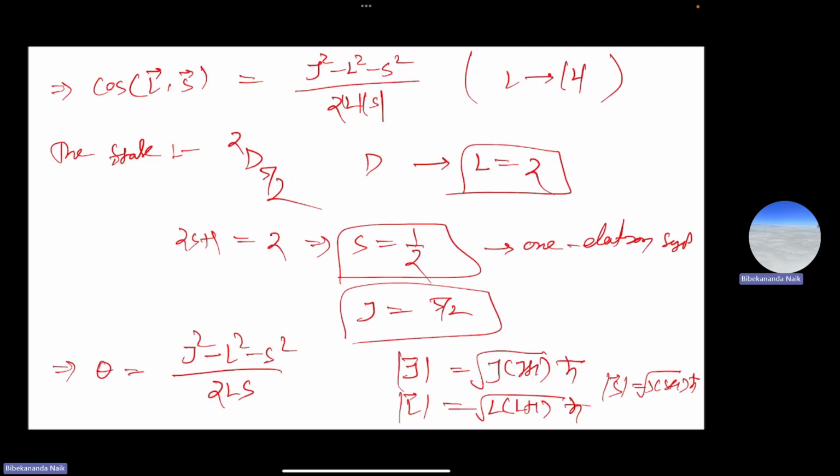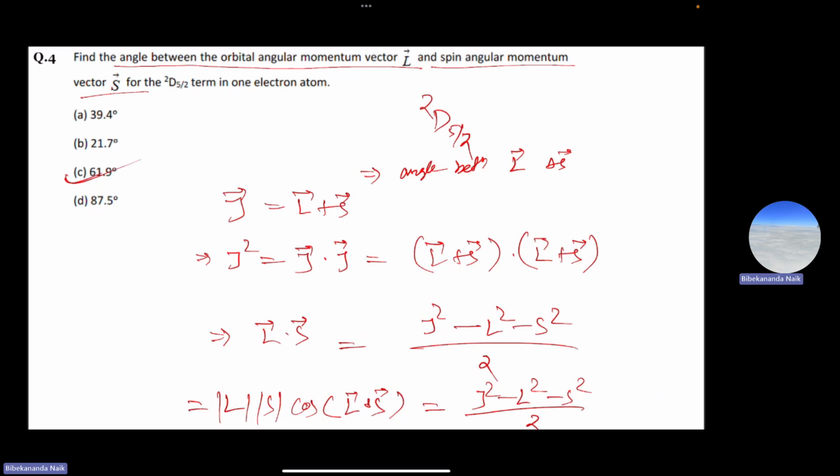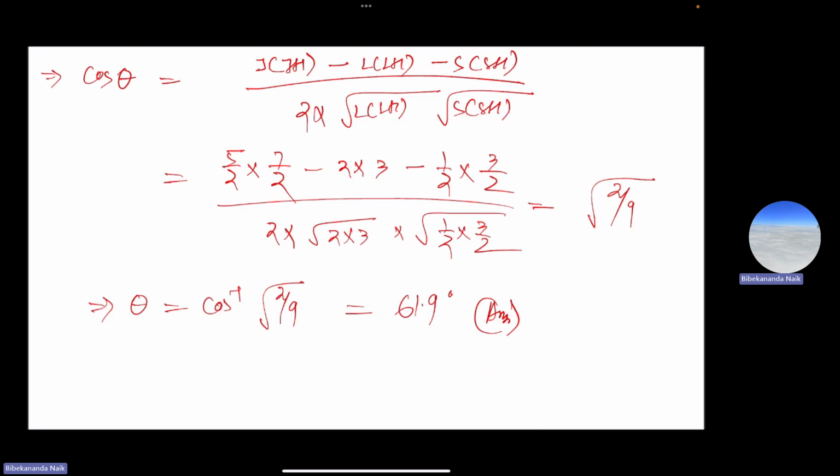This is the answer. Now if we see the options, option C is the correct option, that is 61.9 degree. This type of question we had already discussed in the previous interaction sessions also, so I don't think there will be any problem solving this problem. Now we will move to question number 5.